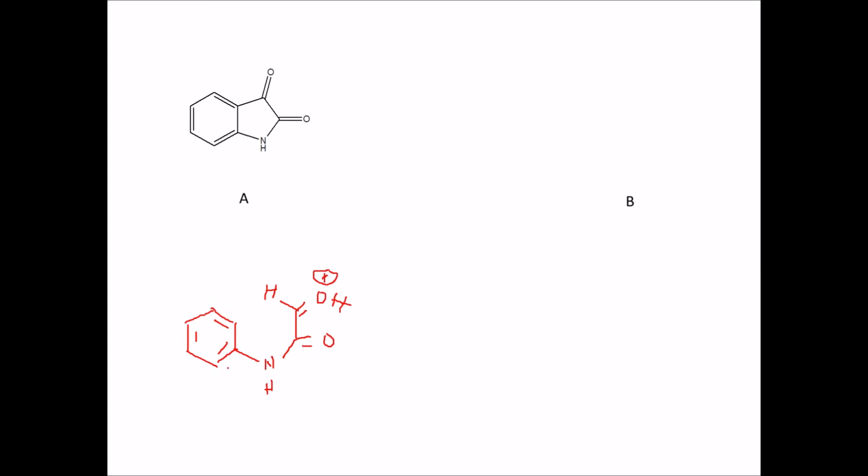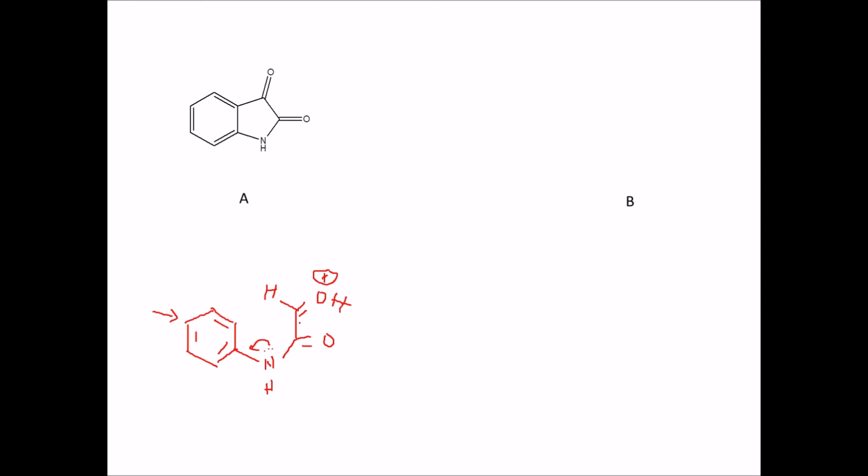Now this arene, this phenyl ring over here, is electron rich because, like I told you, this amine is participating in resonance. It will donate electrons, right? And because of which, the ortho and the para position, this is the para position, and the ortho position over here, they will be electron rich.